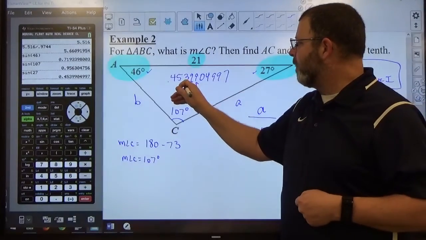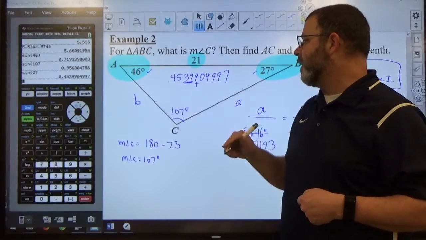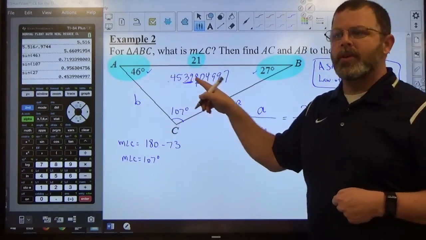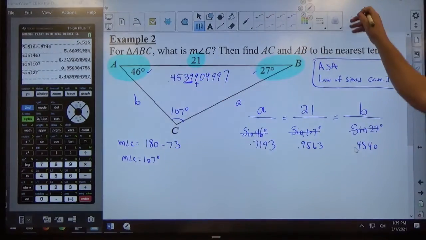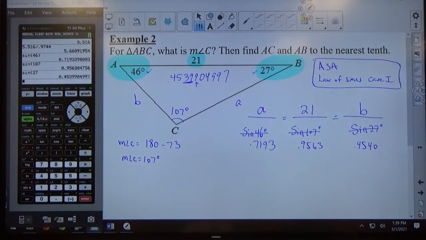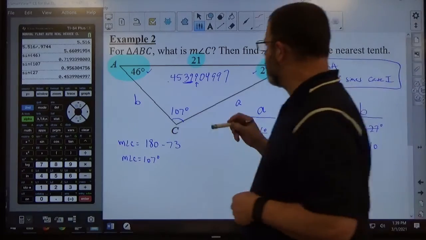If you just pretend that we go all the way to the first non-9, 39, one more than 39 is 40. So that's how you write round the 9 up, basically. So 0.4540.